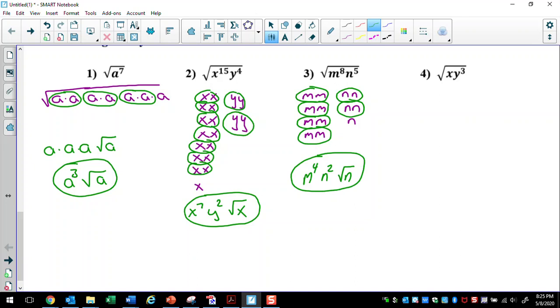And let's try one more. Here I have just an x, and then I have 3 y's. So there's 2, 3. And switch my things around. So I don't have any pairs with the x, but I have one pair of y's. So I can pull out one y, and then left inside is the one x that was left over and the one y that was left over. And now I'm done with that one.